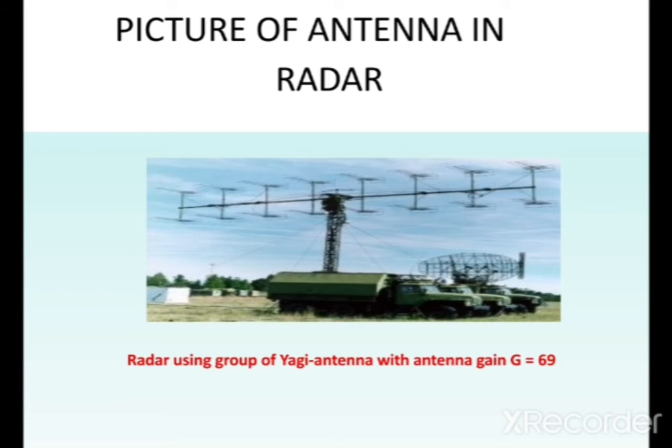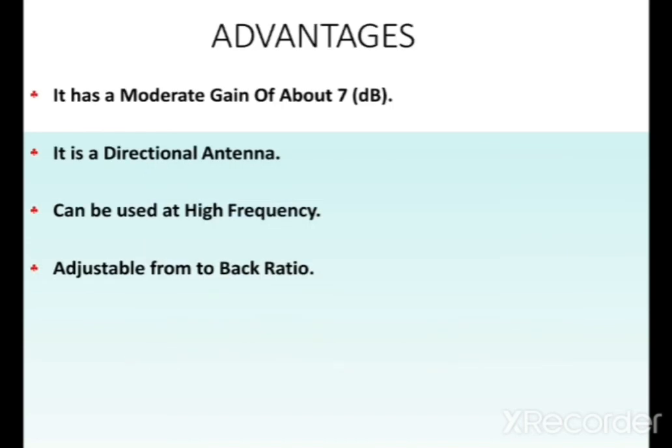The radar uses a group of Yagi antennas with an antenna gain of G equal to 69. This is a picture taken from the defense sector. So what are the advantages? Before closing, we are going to give the design aspects.